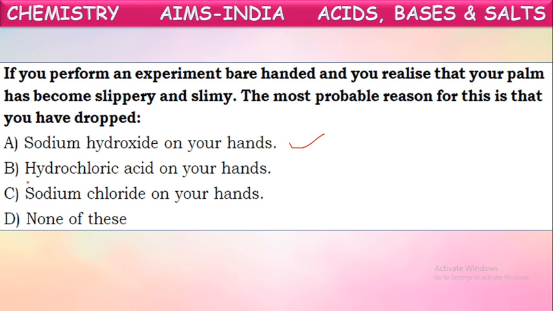What about the second one given? Hydrochloric acid. Acids are not slippery. They are corrosive, so that is not the correct one. What about sodium chloride? It is a salt, so it won't be slippery. Only basic solutions are slippery and slimy to touch. So the correct one is sodium hydroxide.